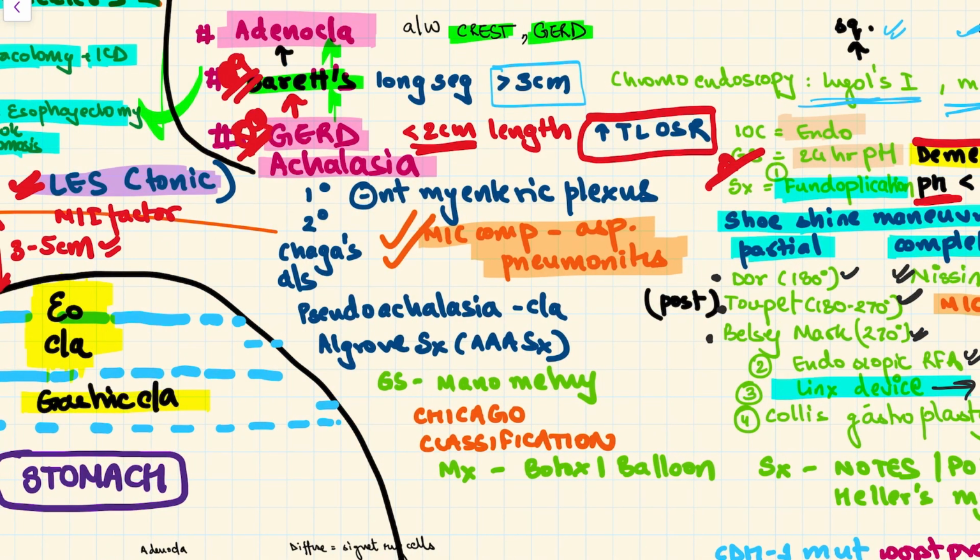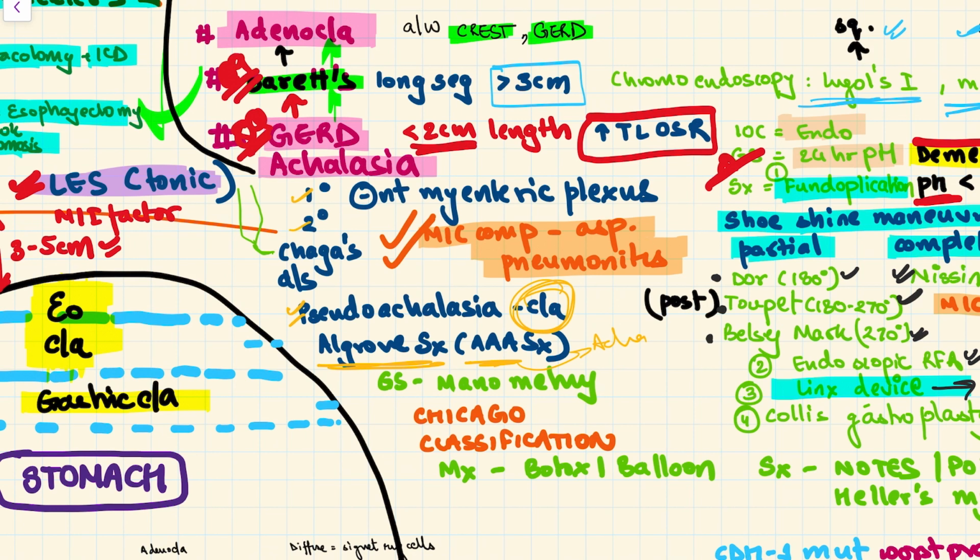Then the next important condition is achalasia. Everybody can identify it from X-ray, it has a bird beak appearance. It is of two types, primary and secondary. Primary is due to the absence of myenteric plexus, and secondary is usually due to Chagas disease. Then pseudoachalasia is achalasia due to cancer. And then Allgrove syndrome, it is triple A syndrome, in which one A stands for achalasia.